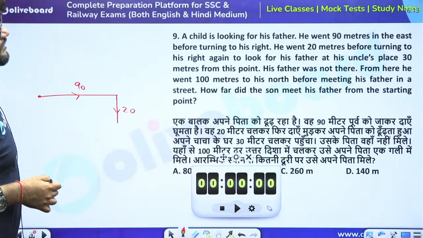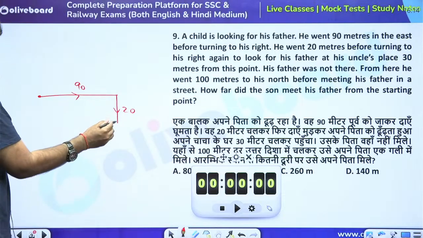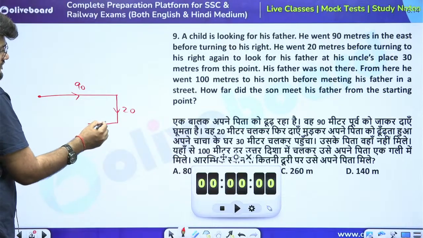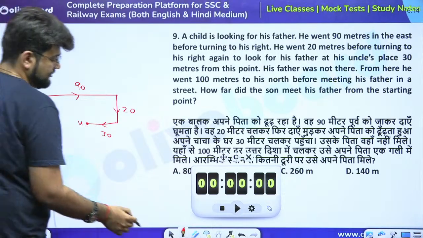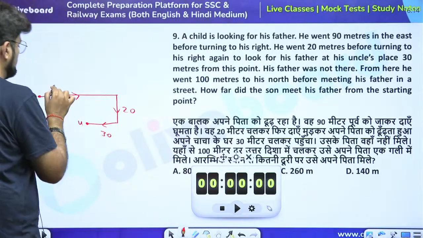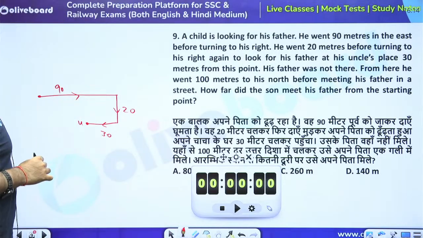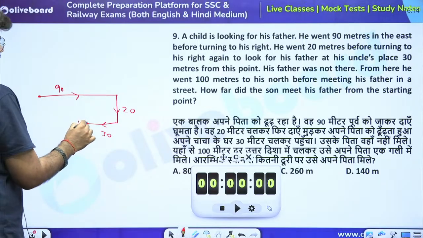Okay, to look for his father at his uncle's place 30 meters from this point. So he's taken a right now again and he's reached 30 meters here. And this is his uncle's place. Okay. He's looking for his father, but he's not able to find him here. Now the question says his father was not there. From here he went 100 meters to his north before meeting his father.